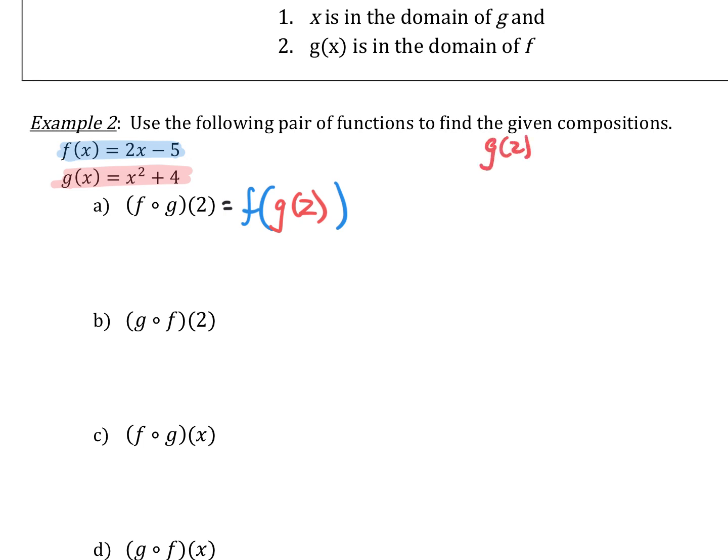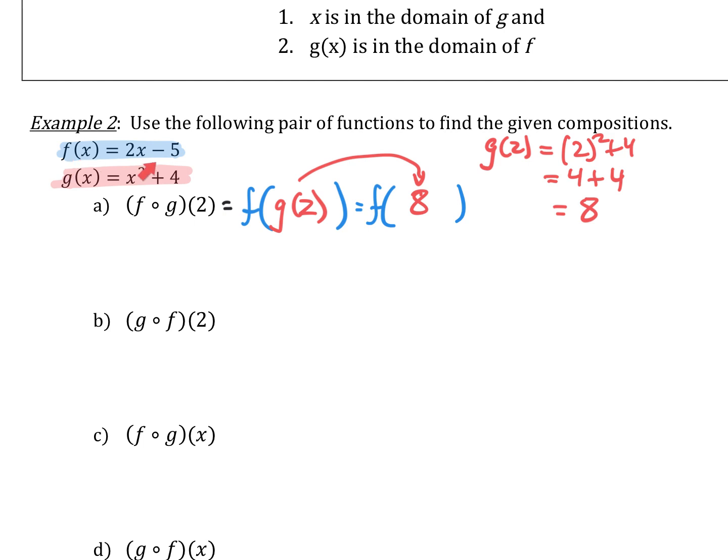G of 2 is, now usually it's good to avoid side problems, but in this specific situation, let's go ahead and do these side problems. And we'll figure out that when we plug in 2, we get 2 squared plus 4. So we have 2 squared plus 4, which is 4 plus 4, which is 8. So we're going to take our f function, and we're going to put 8 in it, because g of 2 is 8.